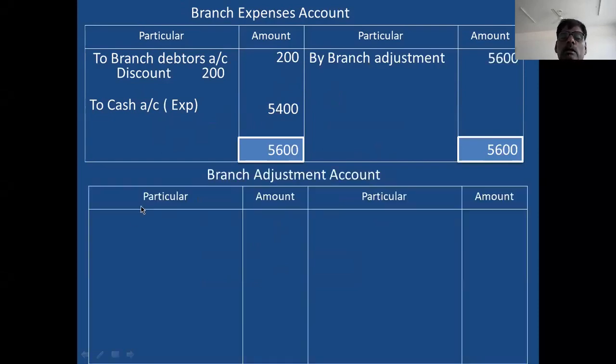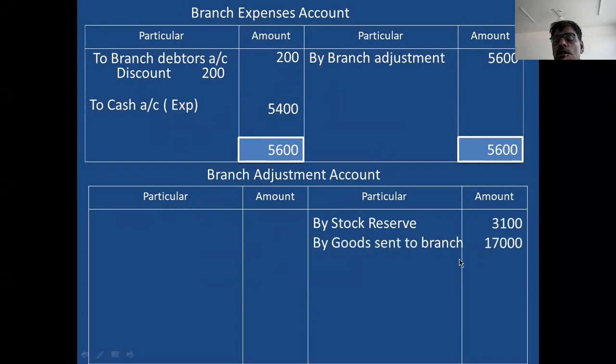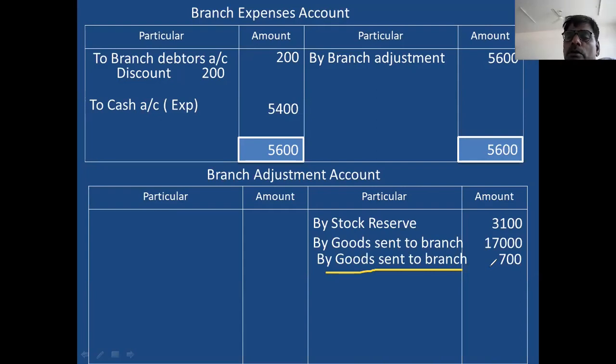In the adjustment account, stock reserve 3100, goods sent to branch 17,000. Again goods sent to branch 700. This is the loading on transfer. Remember this. This is the loading on transfer. 2100 into 1 by 3. Remember this.